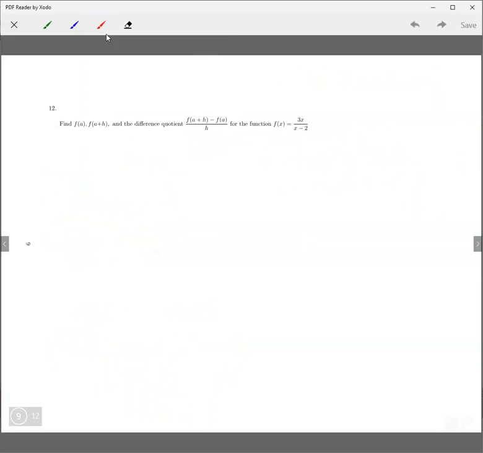Okay, number 12. Find f of a plus h, and the difference quotient for this function here. So first of all, f of a, so here this x was replaced with an a, so replace these x's with a's. So that's f of a. Okay, f of a plus h.